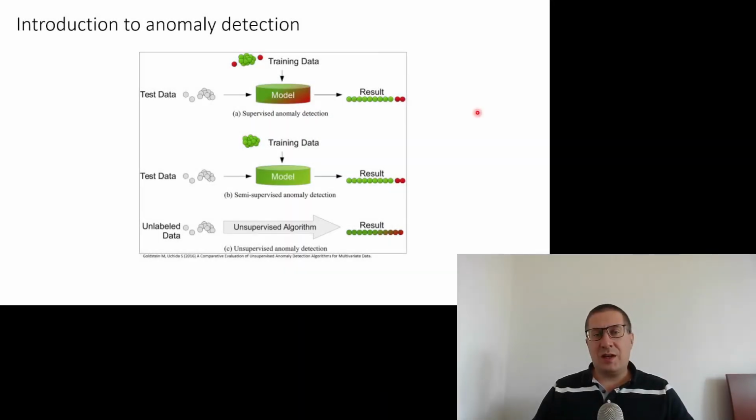Typically, we can have 3 cases. This is a great picture taken from the Goldstein and Uchida paper about anomaly detection algorithms. So thanks, and I will use it for this presentation.